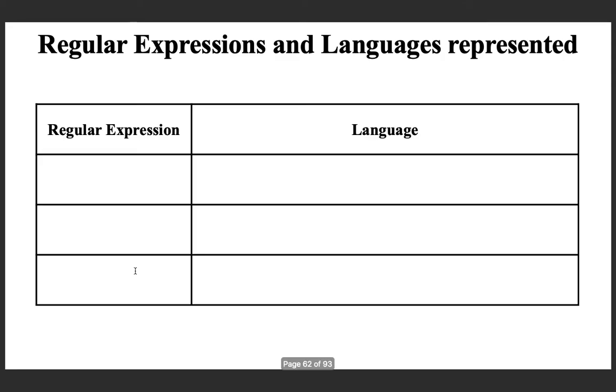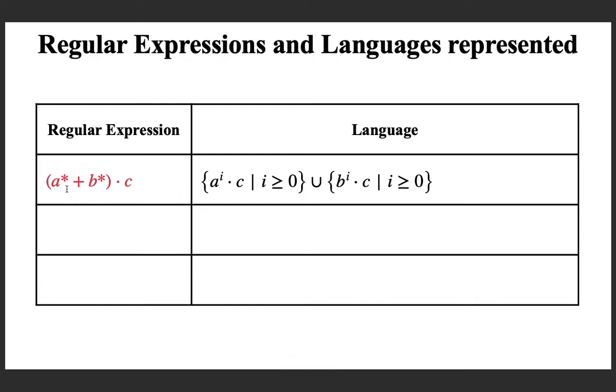Let us see some more examples. We can see regular expression and their language. So what is this language? Can you guess? You can see that this represents A to the power I for I greater than or equal to 0. Then you have to concatenate it with C. That is the set of all strings of A's followed by C. Similarly here.